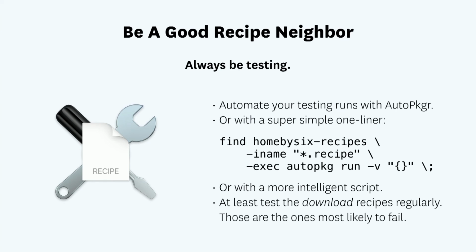But there's some other ways. There's a one-liner up there. I guess it's technically three lines, but it can be made into a one-liner. And it's good practice to make sure your recipes work. It'll let you catch errors before anybody else opens up a GitHub issue for you.